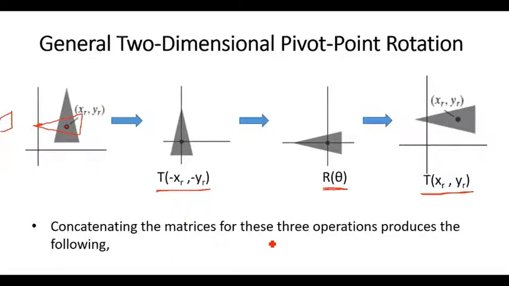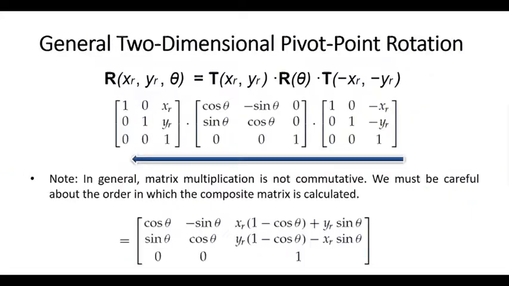Concatenating the matrices for these three operations produces the following matrix. See here, the first operation to be performed is negative translation, then rotation, then positive translation. To perform negative translation, this is the matrix with minus XR, this is the rotation matrix, and this is the translation matrix. One thing we have to remember is that these operations are performed from right to left, not from left to right.